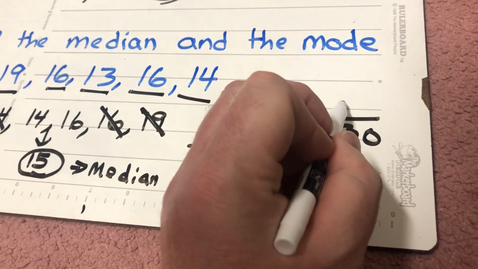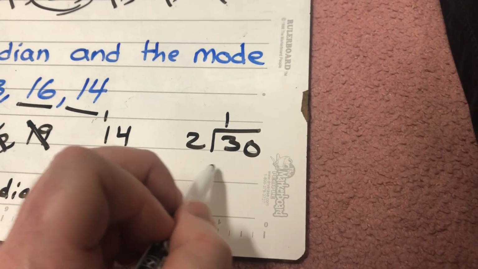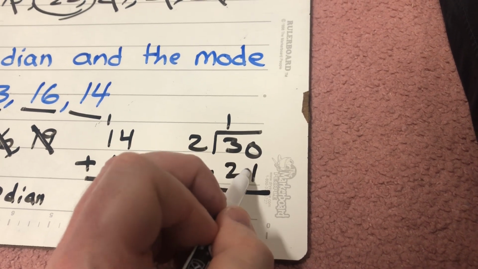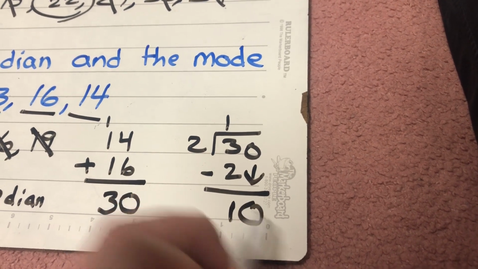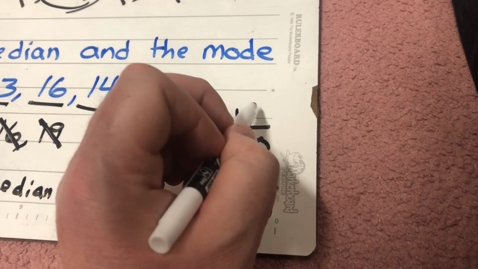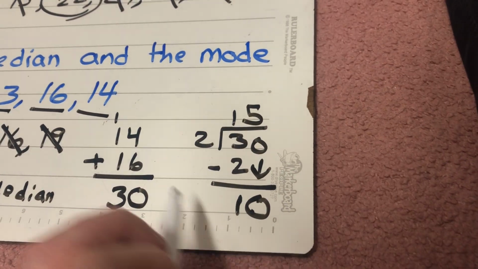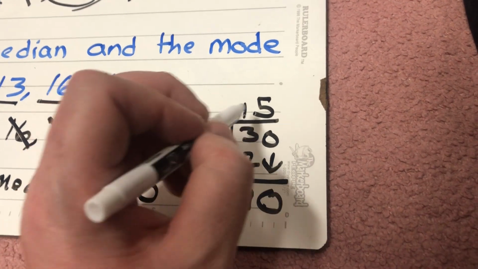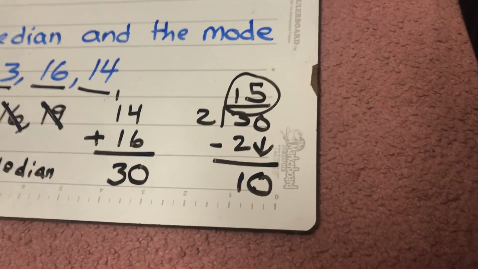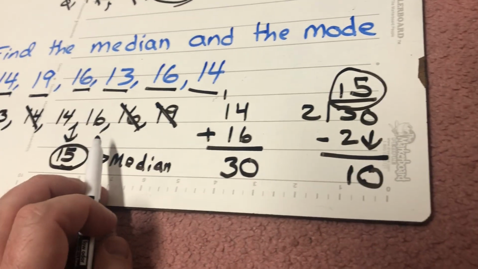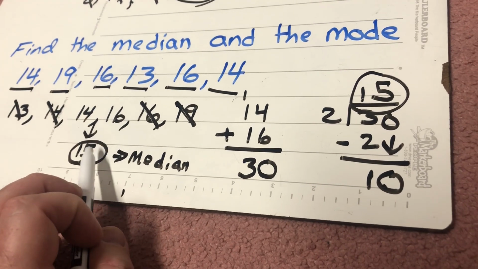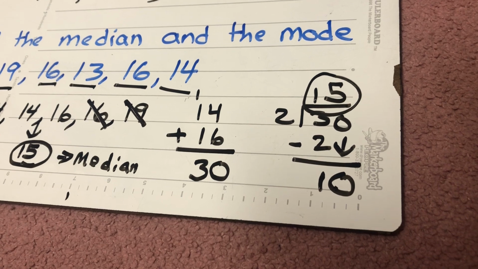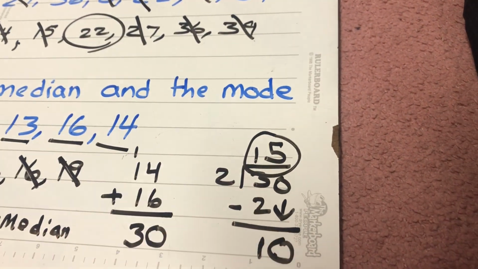2 can go into 3 once. 1 times 2 is 2. 3 minus 2 is 1. Drop the 0 down. 2 can go into 10 5 times. There's none left over because 2 times 5 is 10. And amazingly, I got 15 that way too. So sometimes you might be able to just know what the middle number is. Sometimes you might have to add them and divide by 2. Go through the process. Now let's talk about the mode.